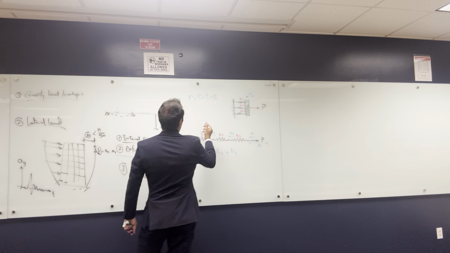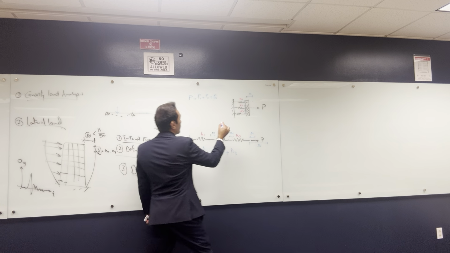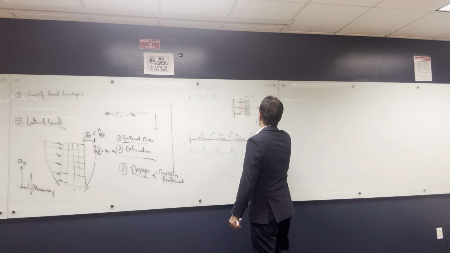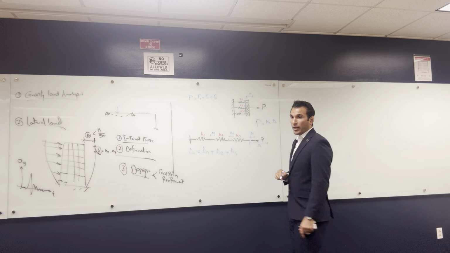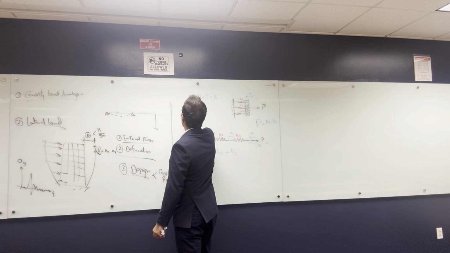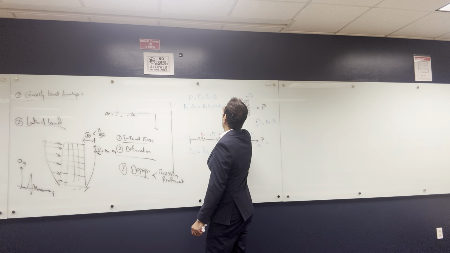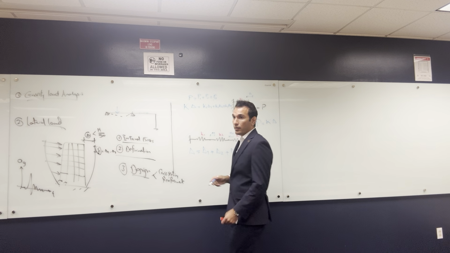So, if you guys remember, do you know Hooke's law? What is Hooke's law? P equals K multiplied by delta, right? So let's substitute this here. Here, you will find that the total stiffness of this system multiplied by delta of this system is going to be equal to K1 multiplied by delta 1 plus K2 multiplied by delta 2 plus K3 multiplied by delta 3, right?